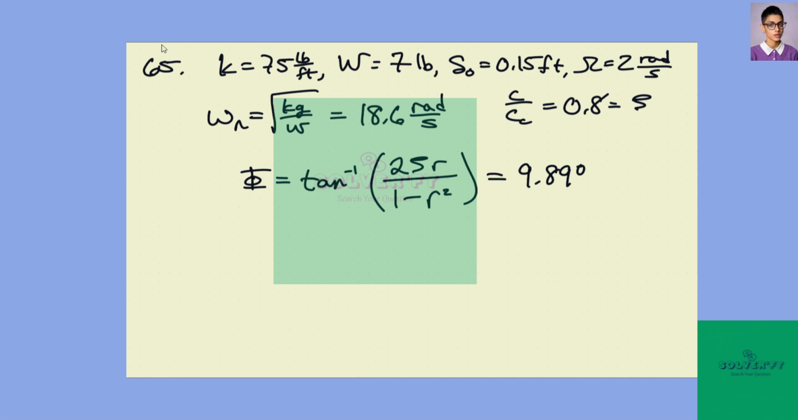Well, we can do that quickly just by looking up the formulas in the book. First we find the natural frequency, converting the weight to a mass, and that turns out to be 18.6 radians per second. So you can see that we're very well below the natural frequency here.